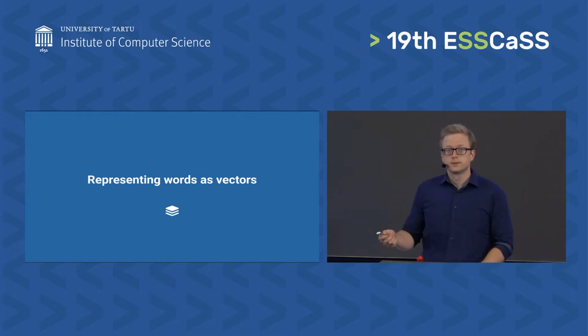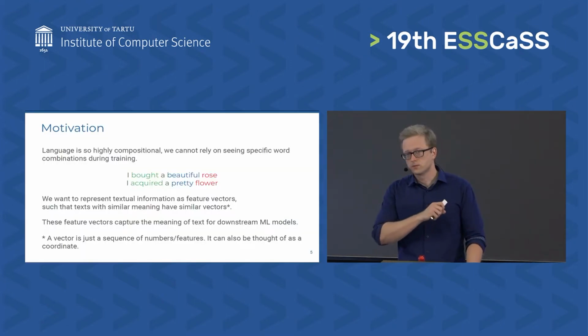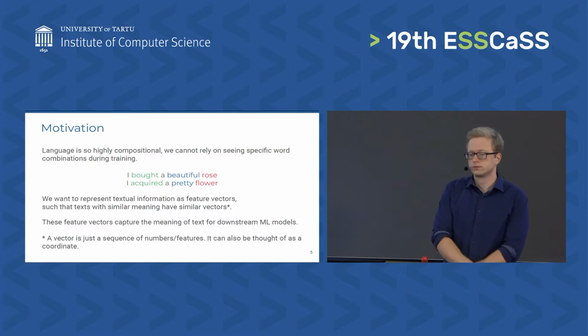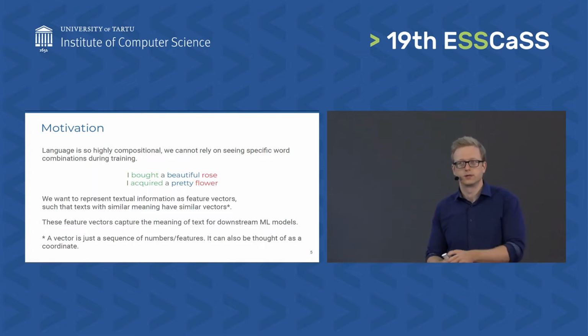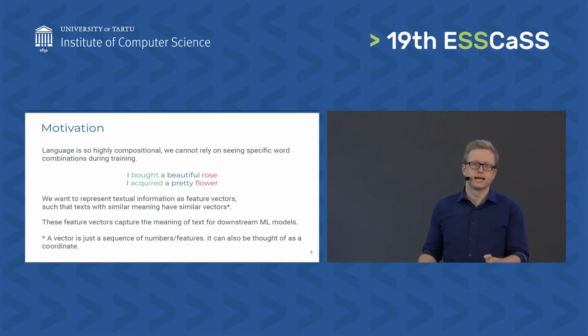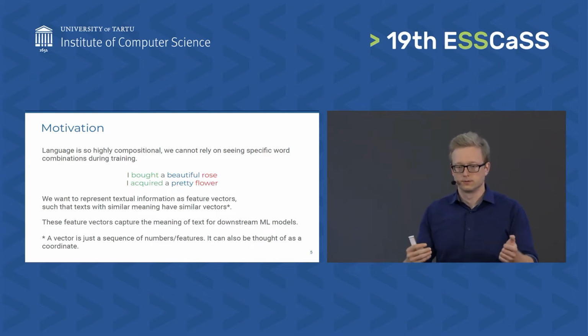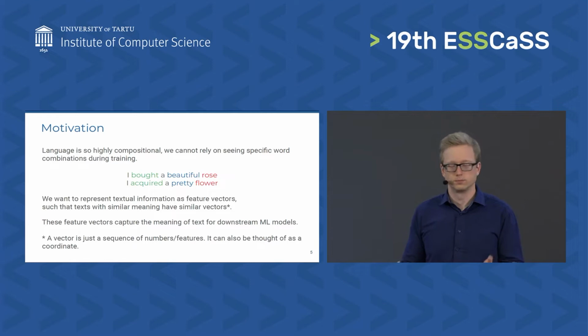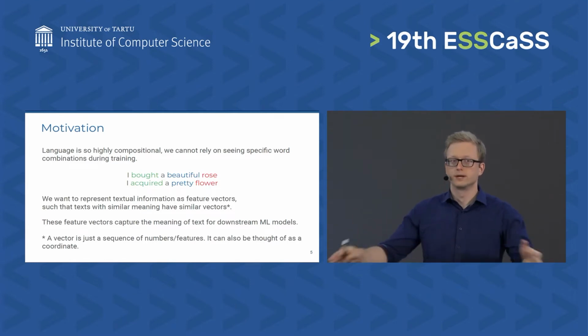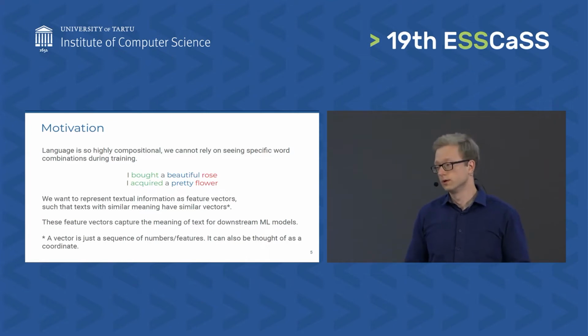So first, a bit about the background. We want to have good models for language. We want to build different AI systems that are able to understand language and use it for many different tasks. But this is very difficult because language is so complex and highly compositional. It's really easy to come up with a sentence that nobody in the world has ever said before.